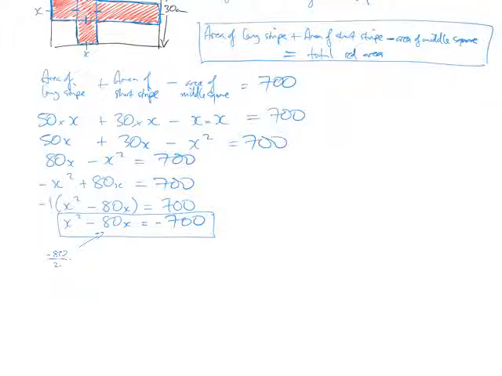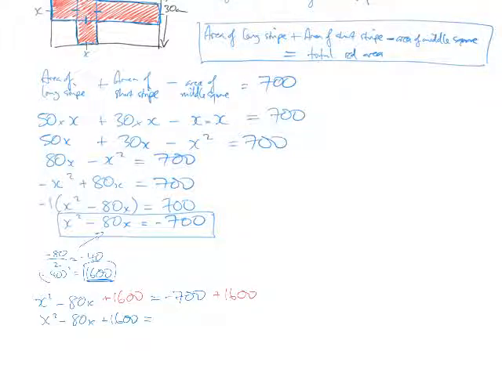Negative 80 on 2 is equal to negative 40. Negative 40 squared is going to be 1600. So I need to add 1600 to both sides. That's going to be, to complete the square, x squared take 80x plus 1600 equals negative 700 plus 1600. So what do we have here? x squared take 80x plus 1600 is equal to negative 700 plus 1600, which is going to be positive 900.